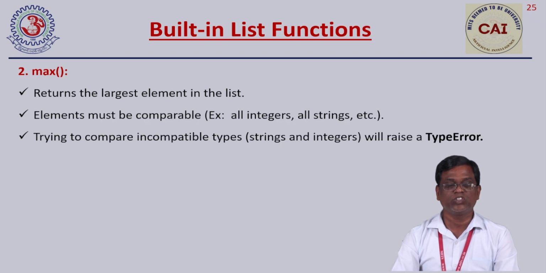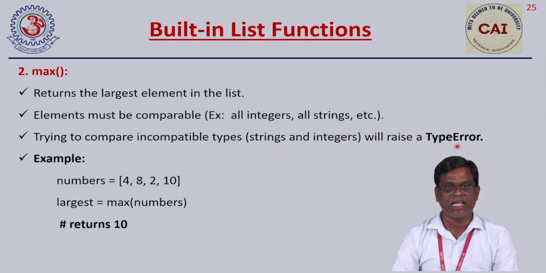Next, the second function is the max function. If you want to find the maximum value in the given list of elements, I can use this max function. The important point is that whenever we apply the max function, all the elements should be comparable. That means all the elements should be integers, or all should be strings, of the same data type. If you try to compare incompatible types, like a string with a number or a string with a floating value, it will result in a type error.